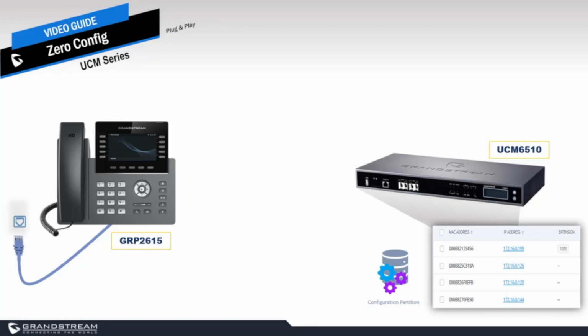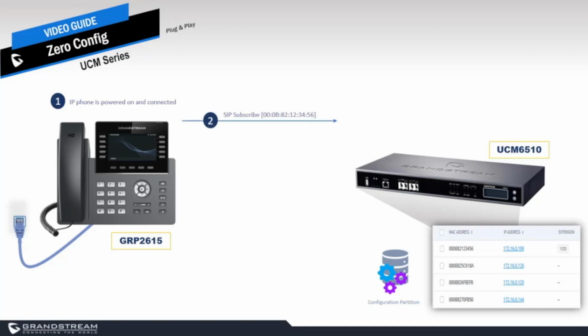So when you receive the Grandstream endpoint device and you unbox it, you connect it to the network where UCM is located. By default, when you power up the IP phone and it gets assigned an IP address, the IP phone sends a SIP subscribe message to a specific multicast IP address. In that message, the phone includes its own information like the phone model, firmware version, the MAC address, and the IP address. The UCM is pre-configured to listen for traffic on that specific multicast IP address when ZeroConfig is enabled.